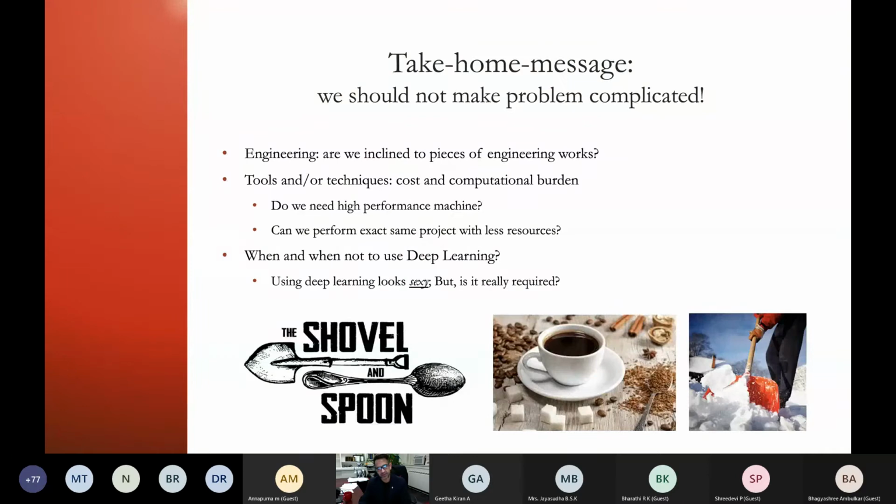Take a message. First thing, if you are drinking coffee, you don't want to use a shovel because you have a shovel. It doesn't mean that you need to use the shovel.